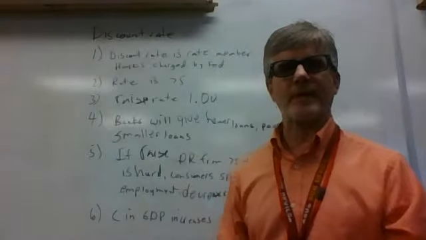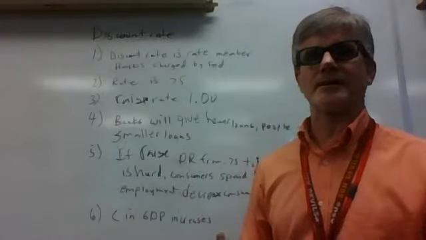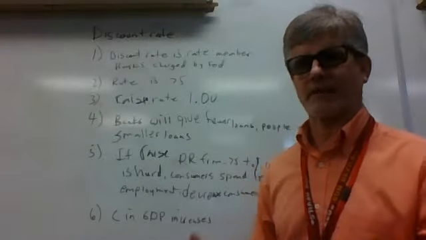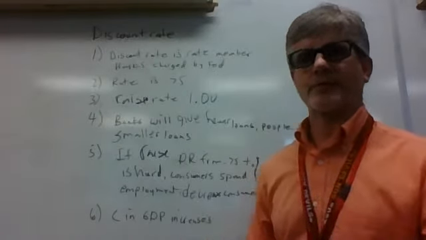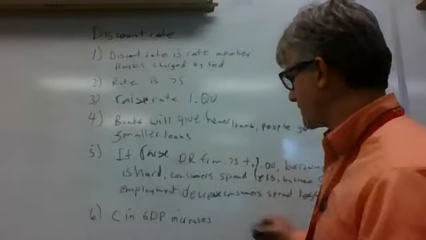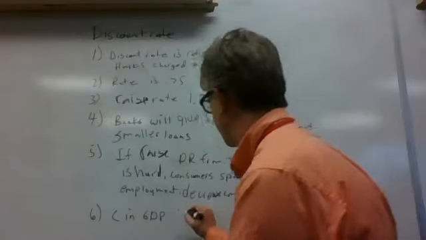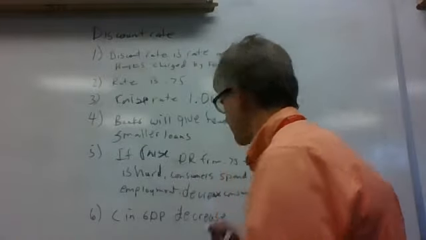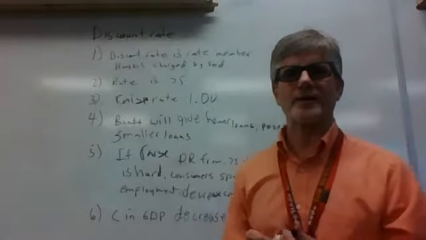Consumers spend less. So consumers spend less money because we raised the discount rate and banks increased their rates. Less people got loans, less people borrowed, less people purchased things. So we have that, and then C and GDP will actually decrease. So C and GDP actually decrease.